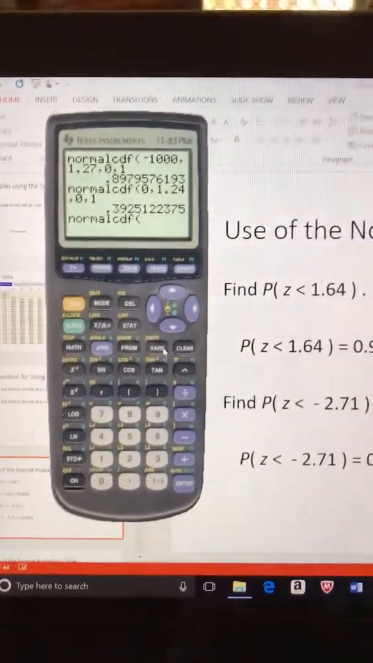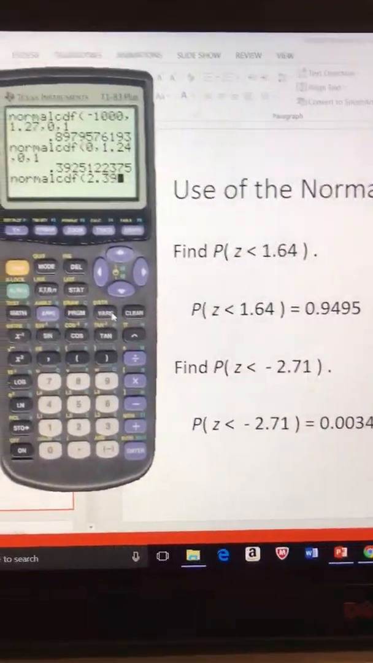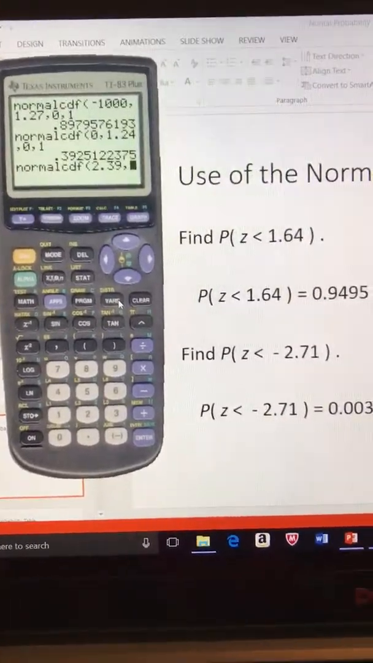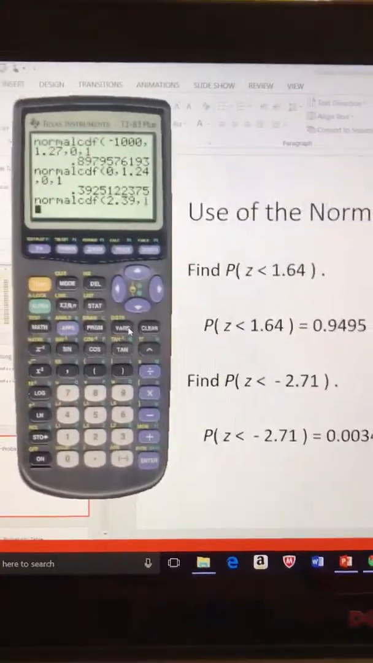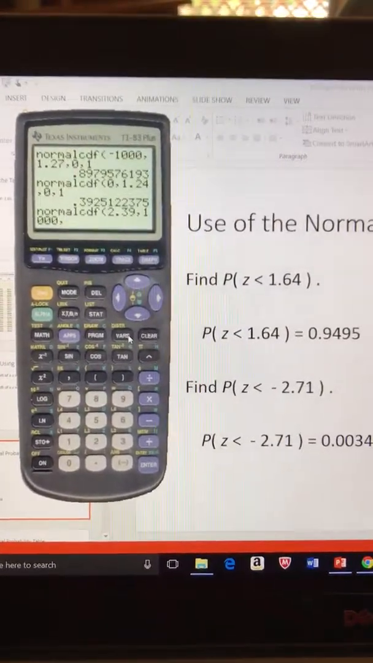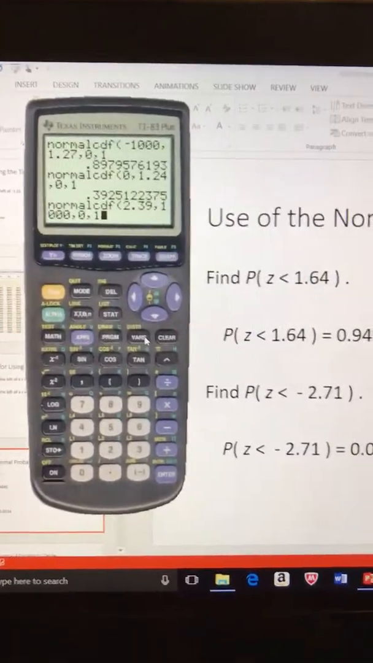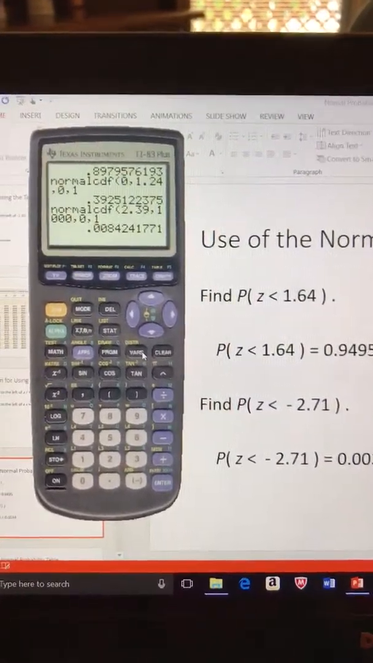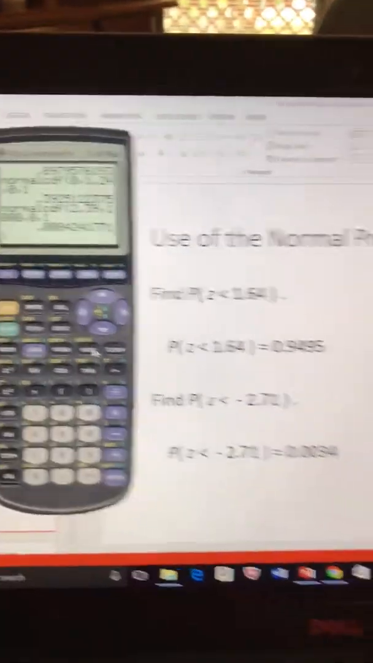For the area to the right, you type in your lower bound, 2.39. For your upper bound, instead of using negative 1,000 as a lower bound, we're going to use 1,000 as our upper bound, or 10,000 if you feel more comfortable. The mean for standard is still 0, standard deviation is still 1. So you get 0.0084. You can also do that on the calculator if you choose.